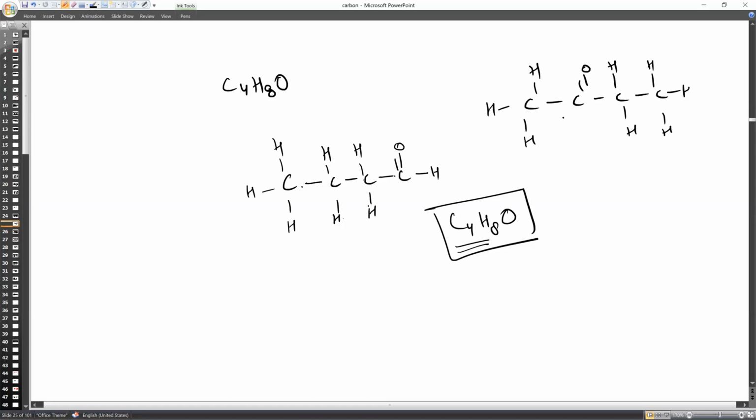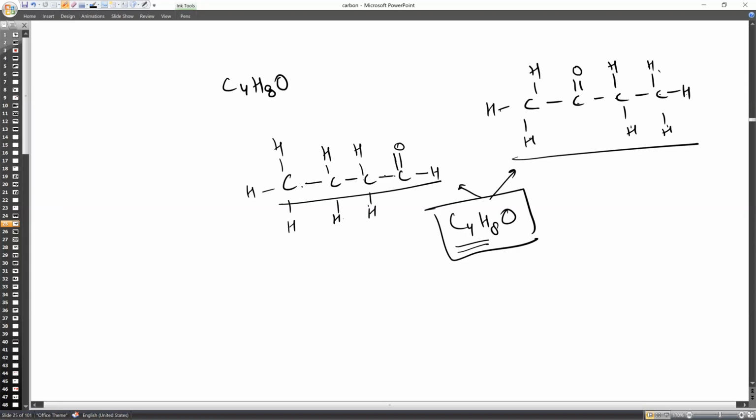So what should be the name for this one and this one? Here also we have 1, 2, 3, 4 carbons, hydrogen is 1, 2, 3, 4, 5, 6, 7, 8, and oxygen. They both have the same formula, but they have different structures. We can even say they have different functional groups. In this one we have ketone as a functional group, and in this one we have aldehyde as a functional group.